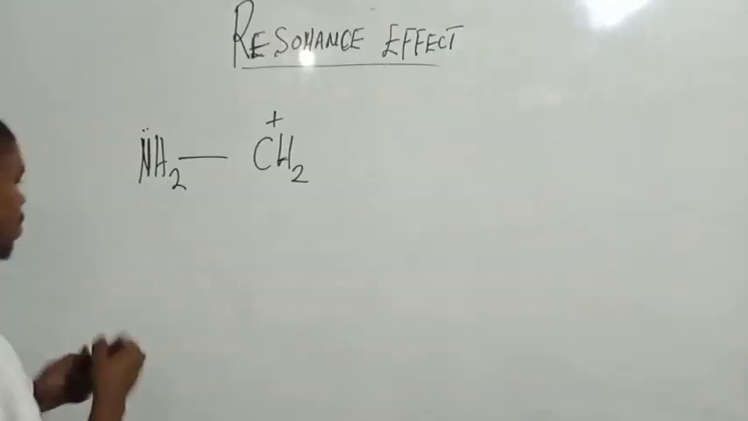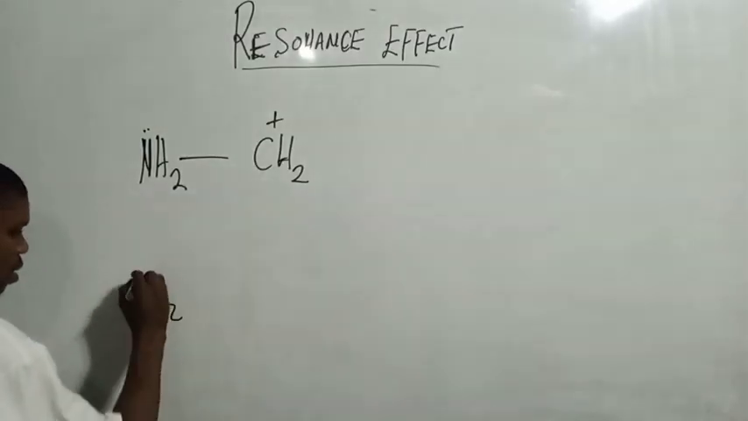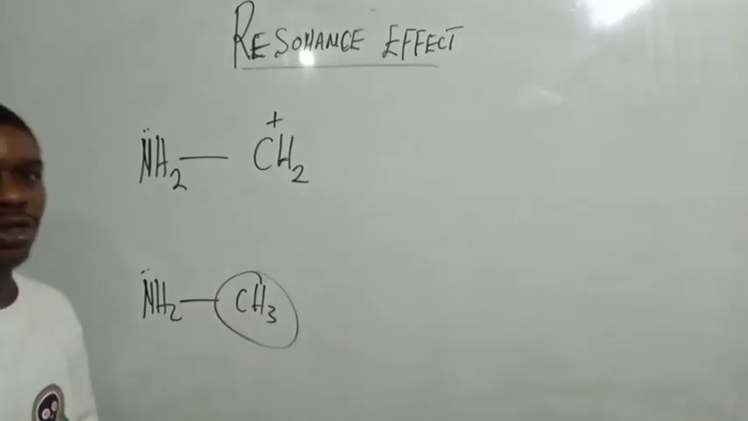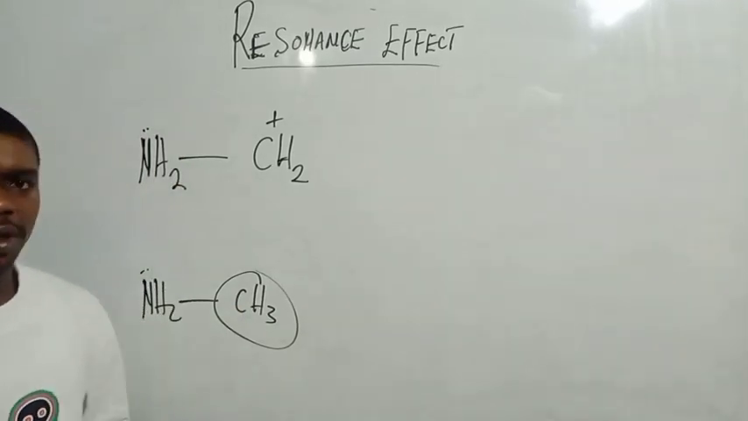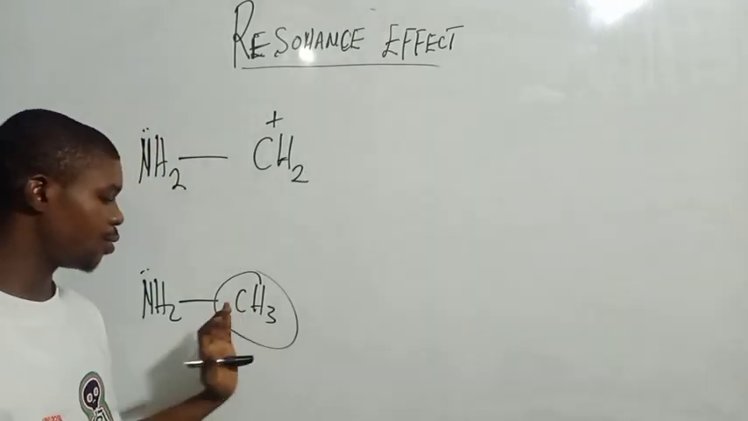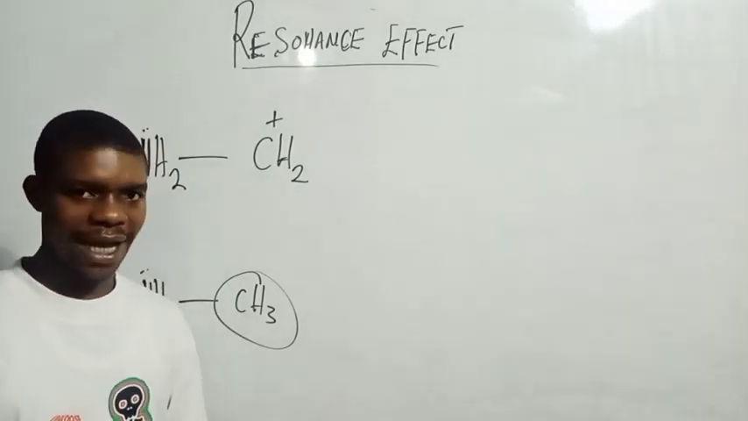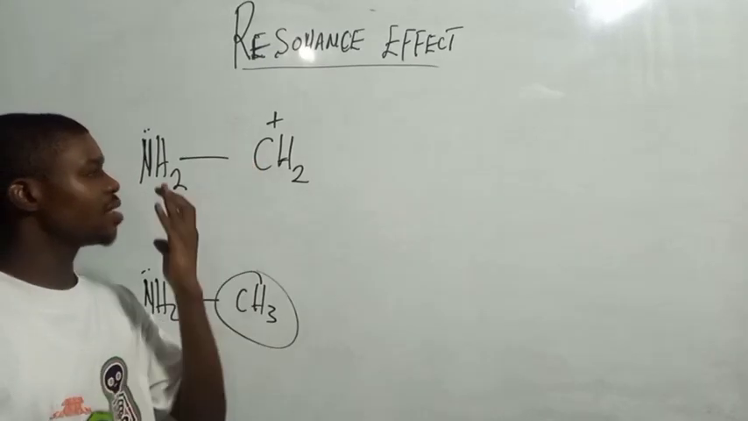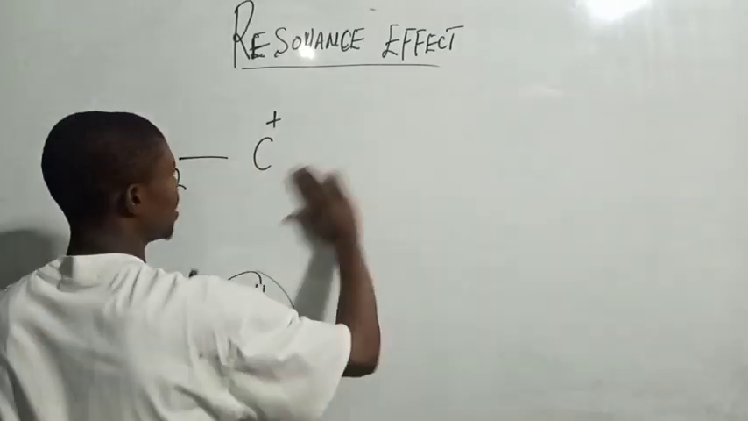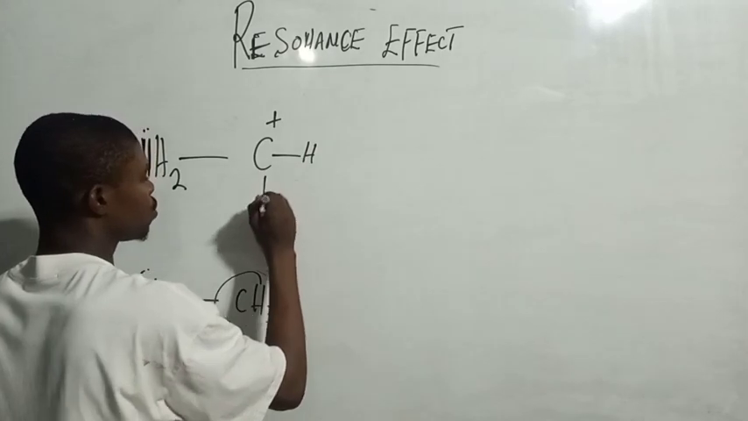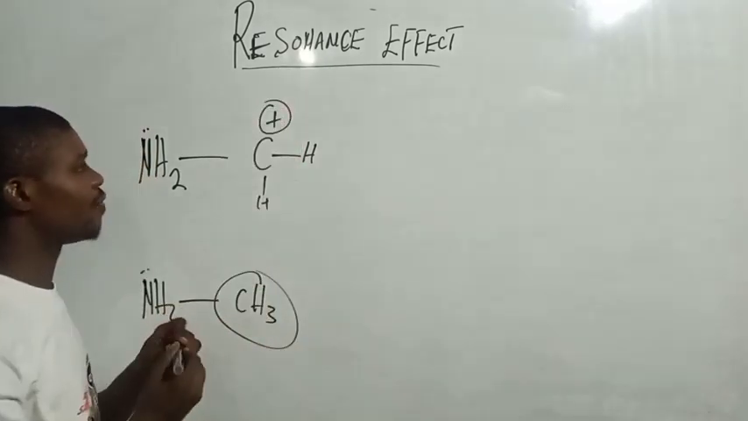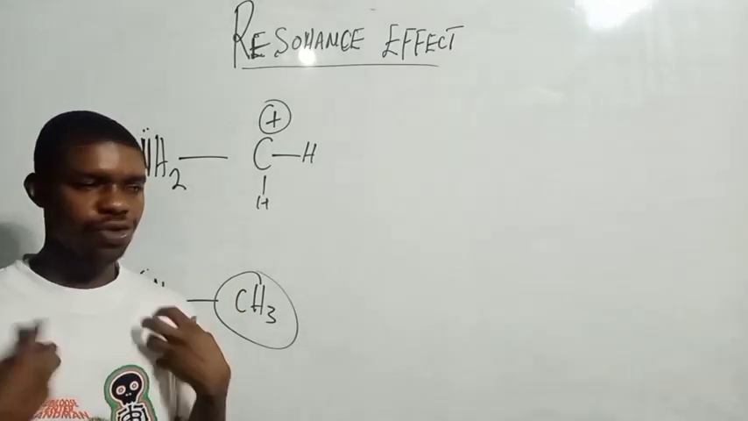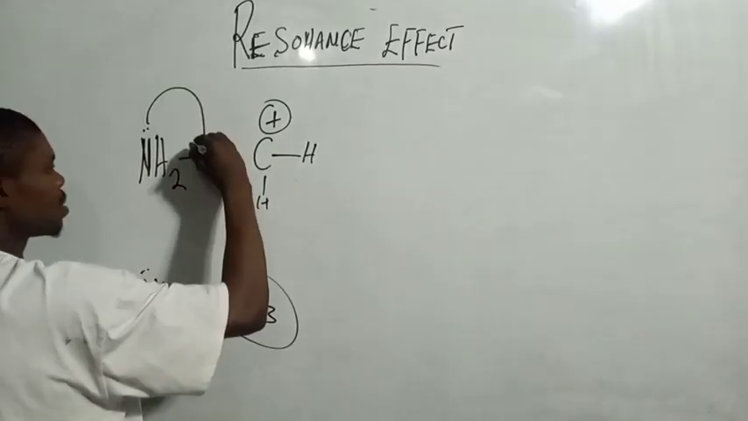Now remember the difference between this one and this one here. In this one, there's no empty p orbital because all the bonds in carbon are okay. Carbon is already having 4 bonds here, so there's no empty p orbital, right? On the other hand, here carbon has 3 bonds. So let me do it like this: 1, 2. This plus here means that it has lost an electron initially, so it needs an electron. So I can easily move this one to this one here.